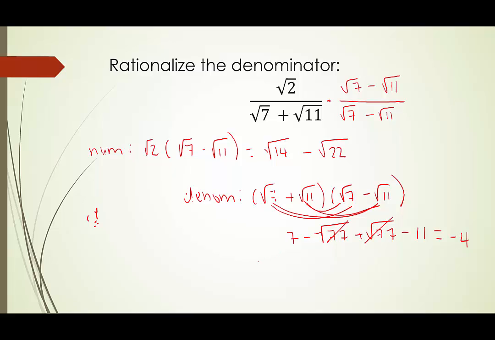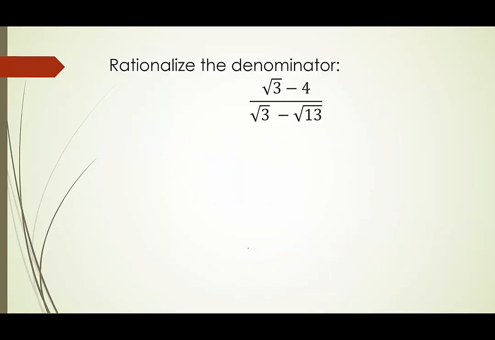Putting it all back together, we're going to end up with the square root of 14 minus the square root of 22, all divided by negative 4. And we can't simplify anything because negative 4 is rational. Meanwhile, the square root of 14 and the square root of 22 are not.